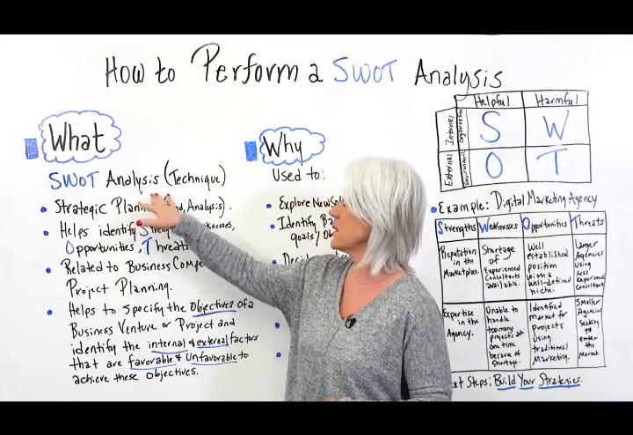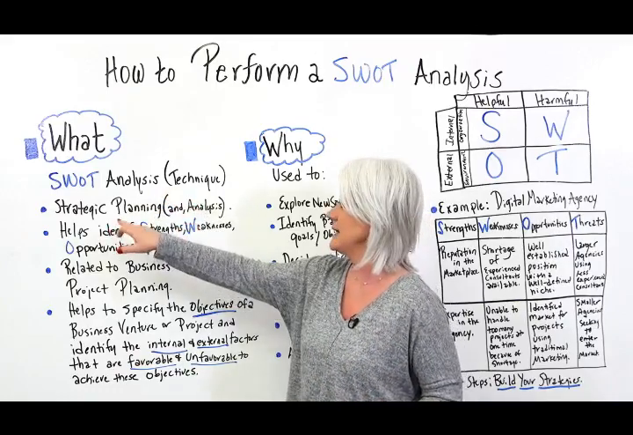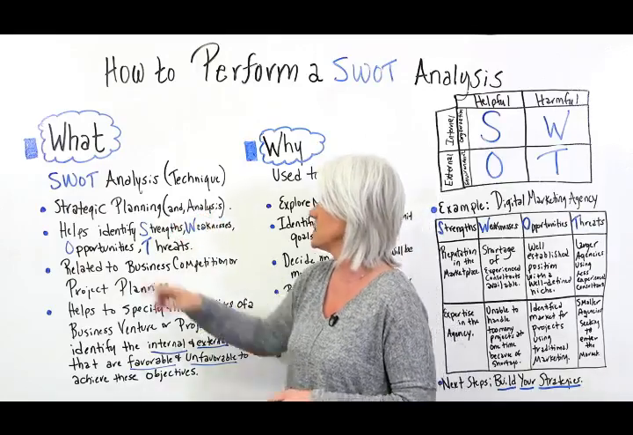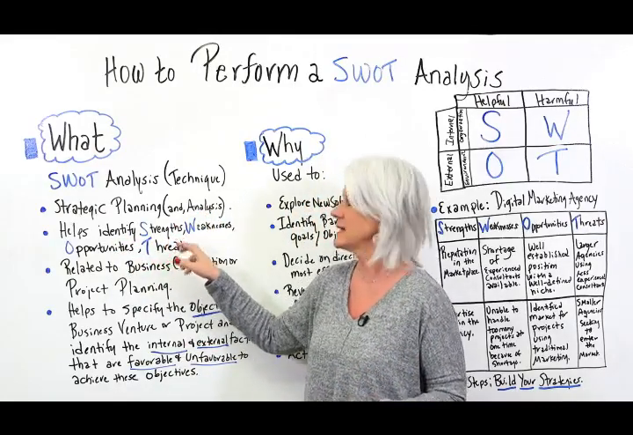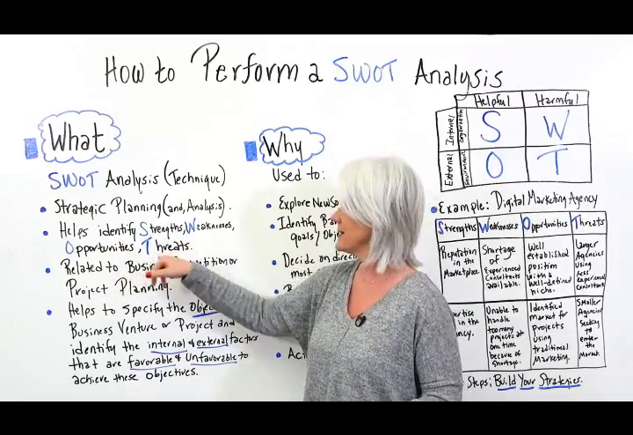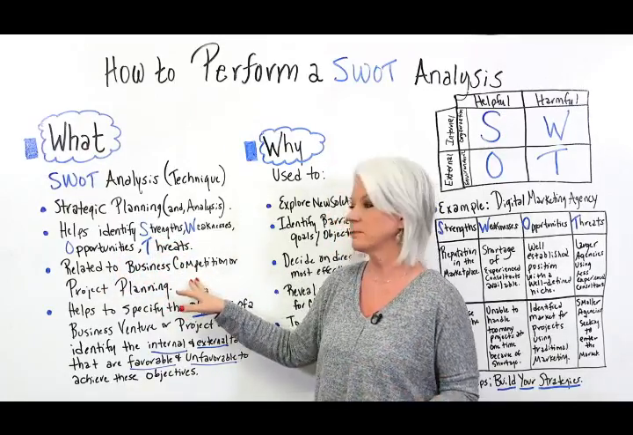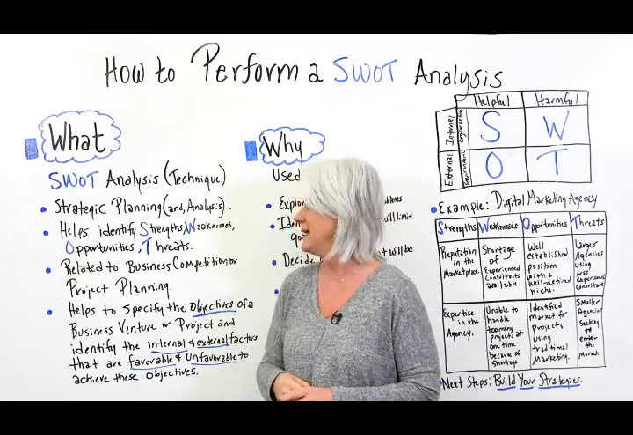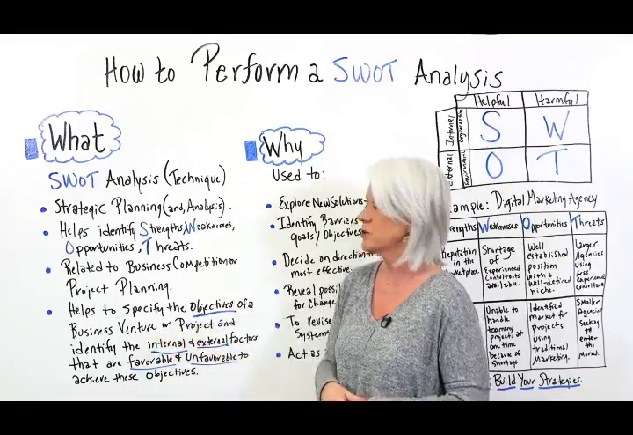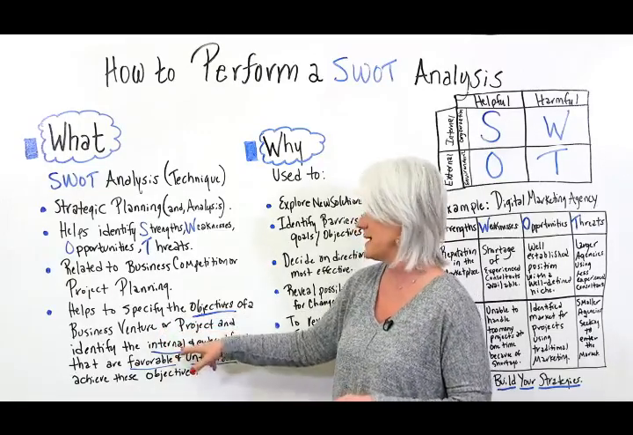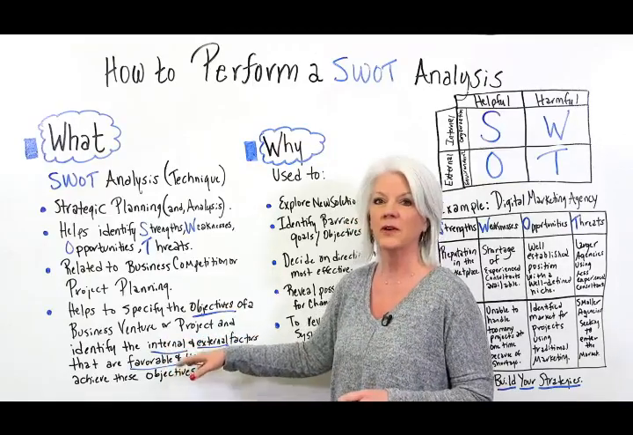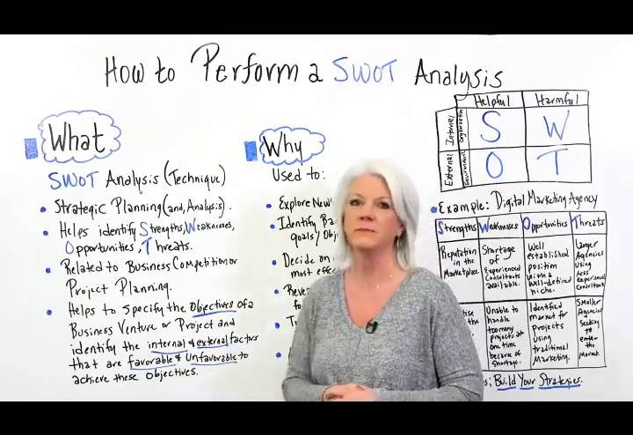So first of all, a SWOT analysis is a technique used for strategic planning and analysis. It helps to identify the strengths, weaknesses, opportunities, and threats, hence the SWOT. It's related to business competition and project planning, and it helps to specify the objectives of a business venture or project and to identify the internal and external factors that are favorable or unfavorable to achieve these objectives.